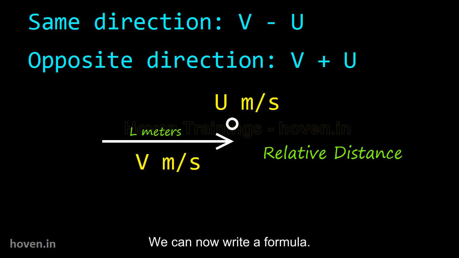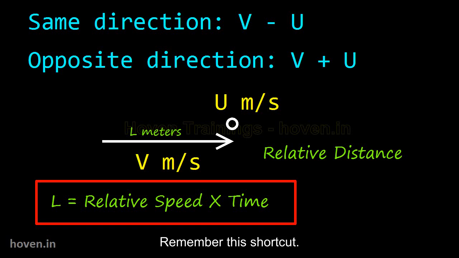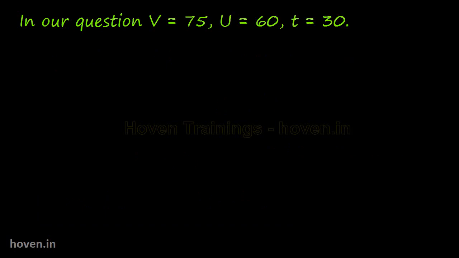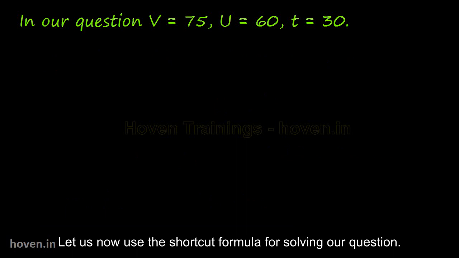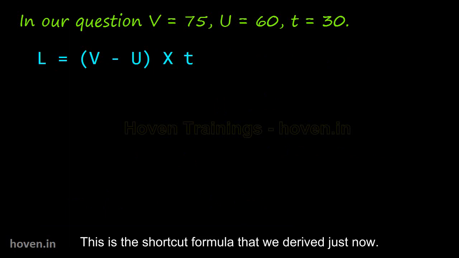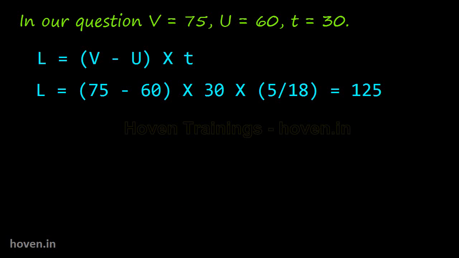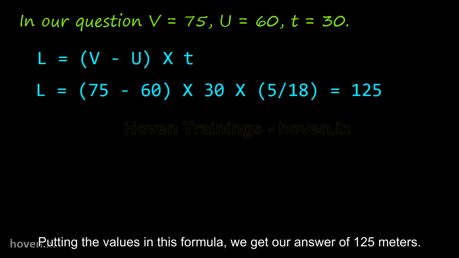We can now write a formula. We know distance is speed into time. So we can easily write this equation. Remember this shortcut. Let us now use the shortcut formula for solving our question. This is the shortcut formula that we derived just now. Putting the values in this formula, we get our answer of 125 meters.